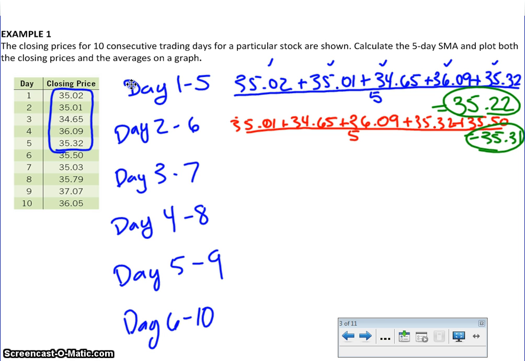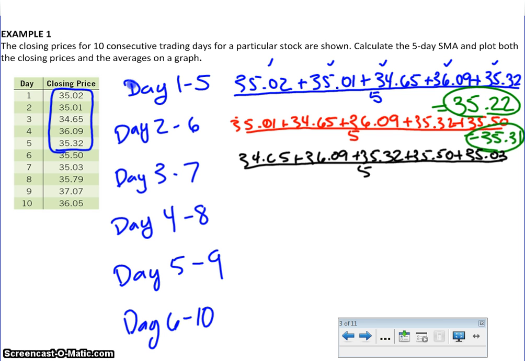All right, next day, day 3 through 7. I have 34.65 plus 36.09 plus 35.32 plus 35.50 plus 35.03. All of that divided by 5. And on that day, I end up with 35.32.